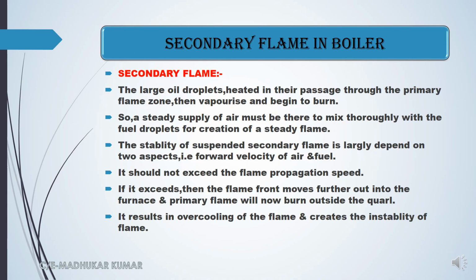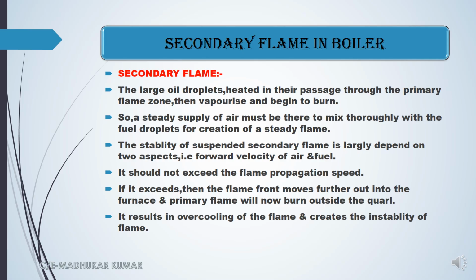Now we will talk about the secondary flame in the boiler. The secondary flame has the larger droplets, because the finer droplets are properly utilized by the primary flame. So the larger droplets are heated in this passage by the primary flame, and vaporize the oil to form the flammable vapors. A steady air supply must be there to mix thoroughly with the fuel droplets, and a steady flame will be formed.